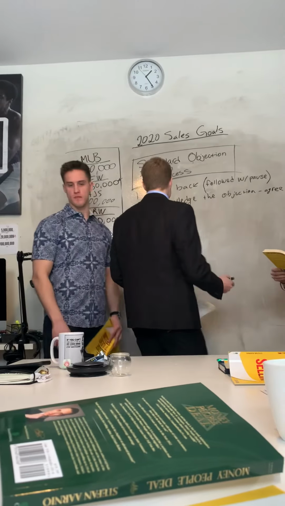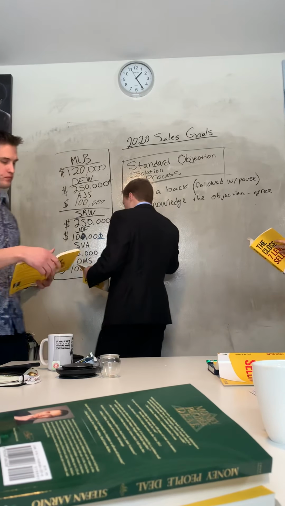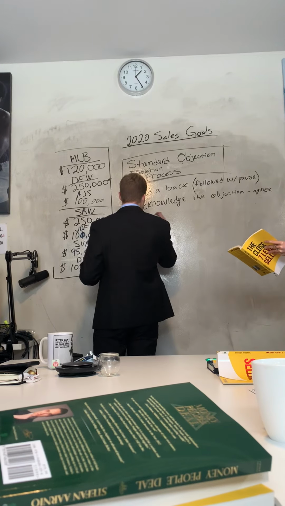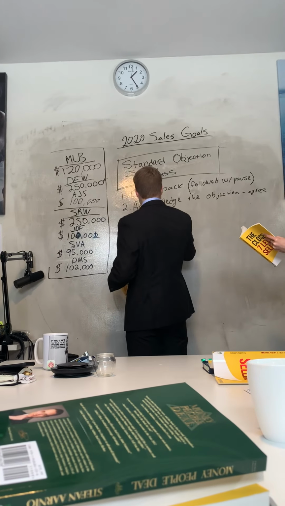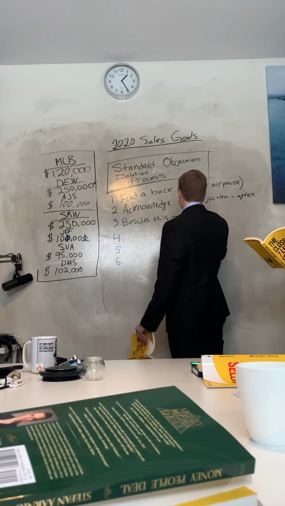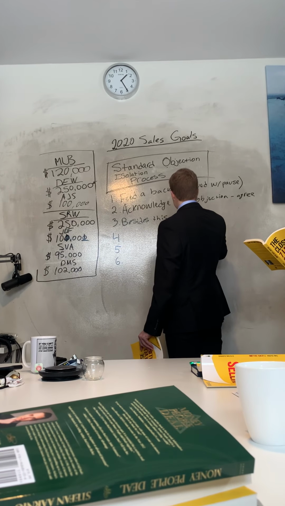Okay, so that was good. Mitch said the third part: besides this, would there be any reason not to move ahead today? This is getting the new objection. Besides this, would there be any reason not to move ahead today? This is getting a new objection from Sarah.